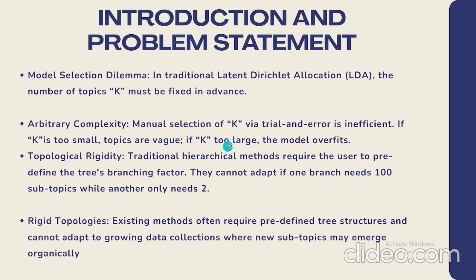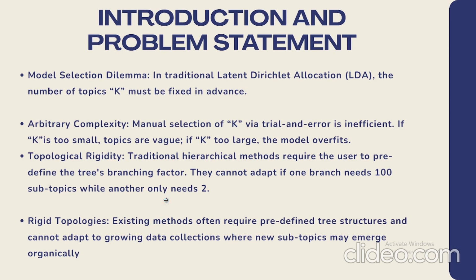If we guess the value of K too large, the model tends to overfit. But if we choose K too small, the topics become vague in nature. Furthermore, we even have to decide the hierarchy, and traditional methods were rigid. They required a fixed branching factor, meaning you must decide in advance that every topic has exactly, say, three subtopics. This is biologically and logically incorrect.